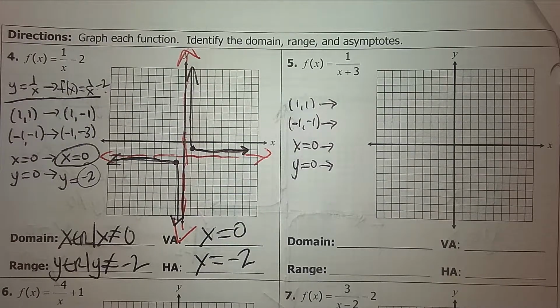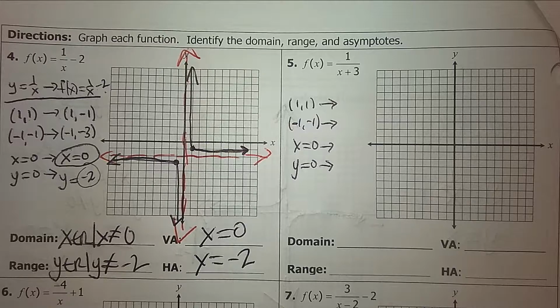So I'm going to start the graph with 1, 1, -1, -1. Those are called parent points. And then x equals 0, y equals 0. Those are called parent asymptotes from the parent. Parent means the simplest form. No adding, subtracting, multiplying, dividing, nothing. The most simple is the parent.